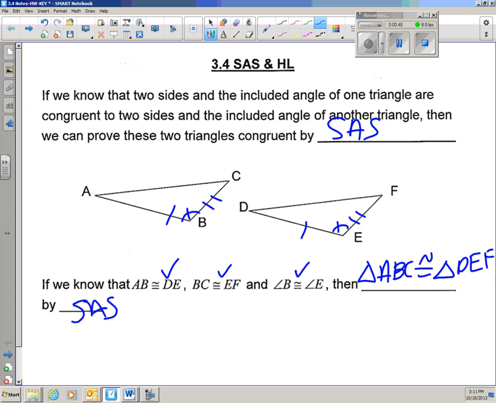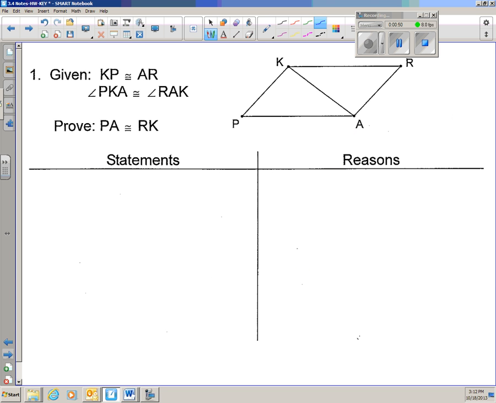So here's a simple proof. You're given that KP and AR are the same, and you're given that angle PKA and angle RAK are the same. How can you prove that line segment PA is congruent to line segment RK? Again, these should have line segment symbols on them.